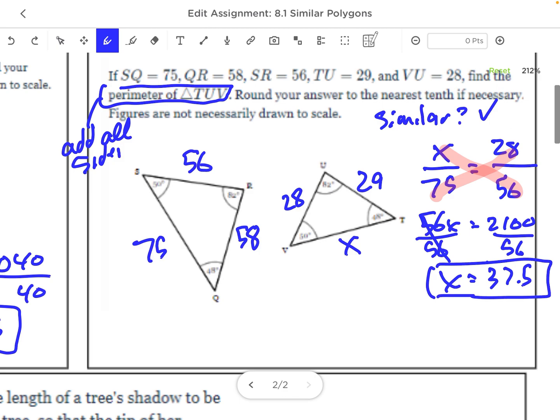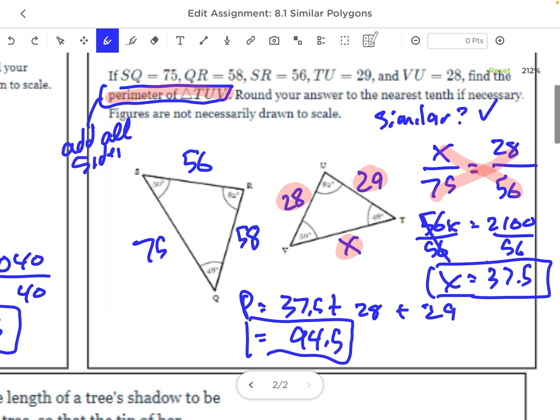We don't want to find just x, right? We need to find the perimeter. So we got to add this plus that, right? The perimeter is going to be equal to 37.5 plus 28 plus 29, right? So that means that perimeter is going to be equal to 94.5, if we put that in our calculator.